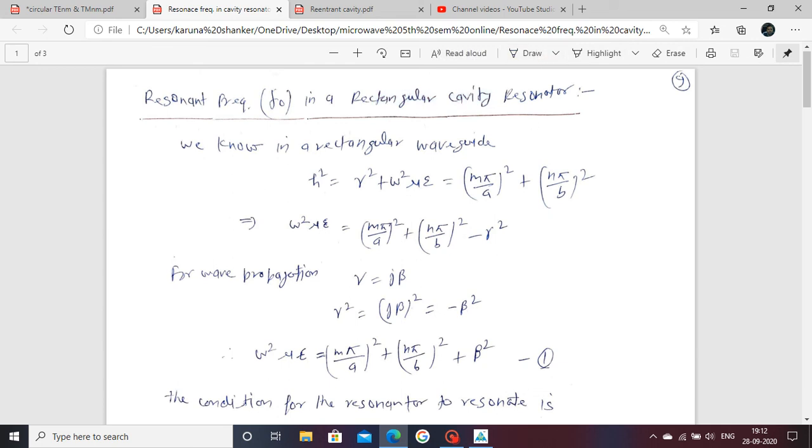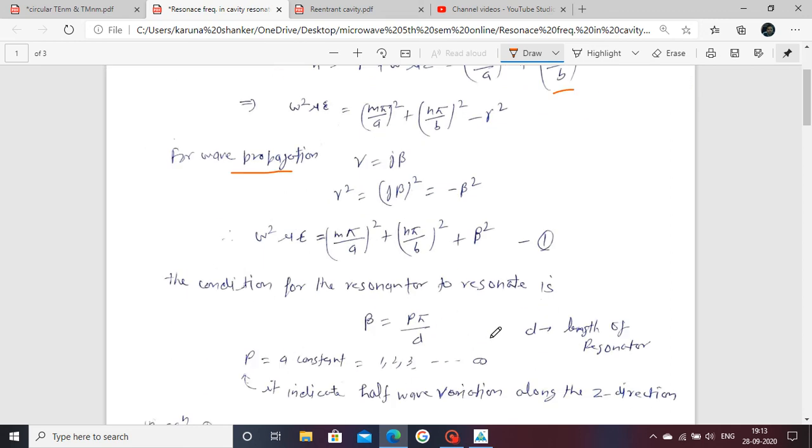The resonance frequency of a rectangular waveguide depends on the dimensions: width, height and length. We use m, n and p. In the rectangular waveguide we have seen the relation, arranged in this form, and when the wave is propagated, gamma is equal to j beta. Now put gamma equal to j beta in this equation, and now this adds beta square.